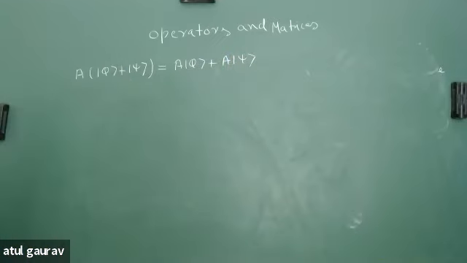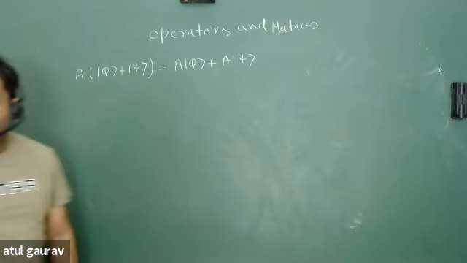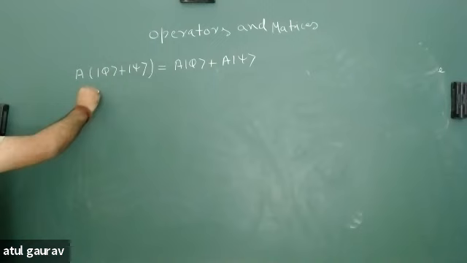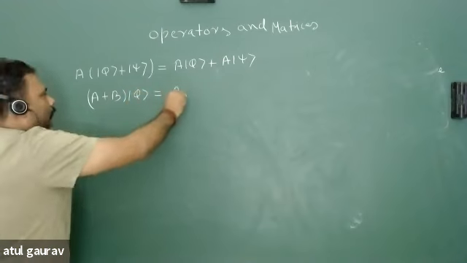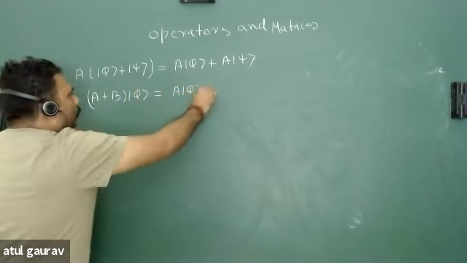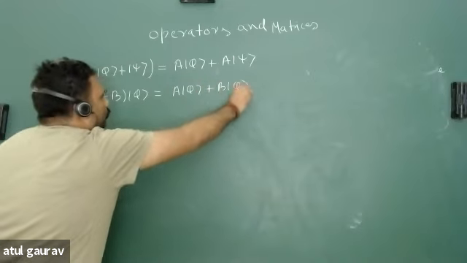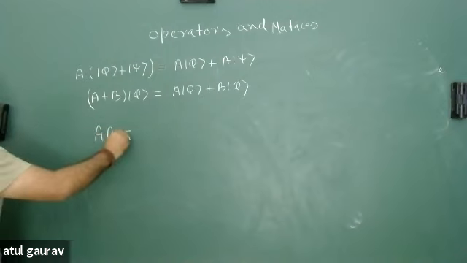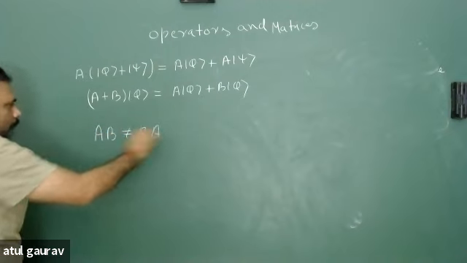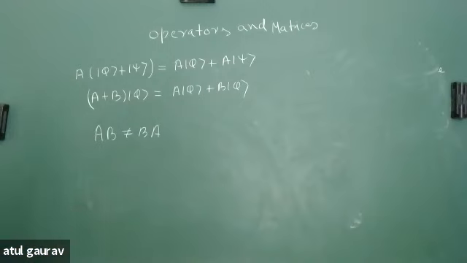So this is all about operators. So why is it linear? Because it is operating linearly. And now you can write a plus b, and if you operate on phi, then obviously that will be a phi plus b phi. So you are using it linearly. But the most interesting thing is that, in general, AB is not equal to BA.